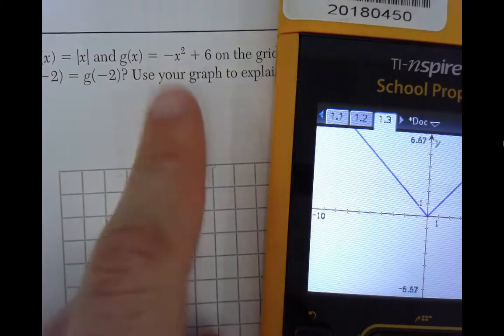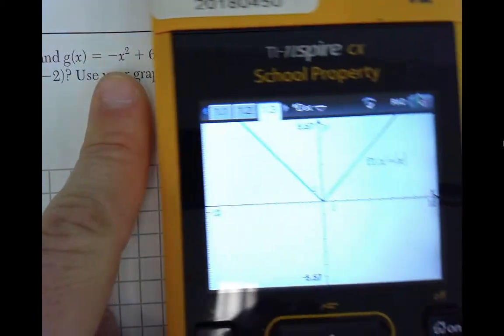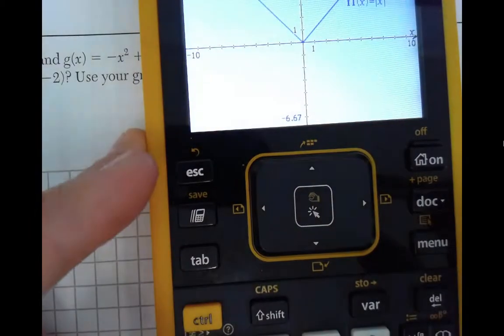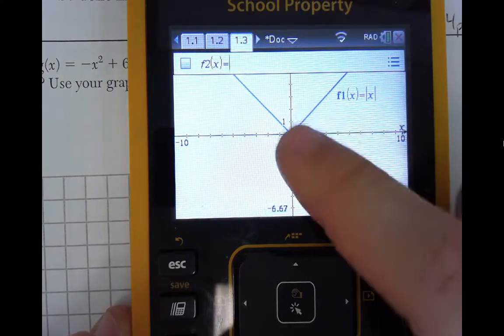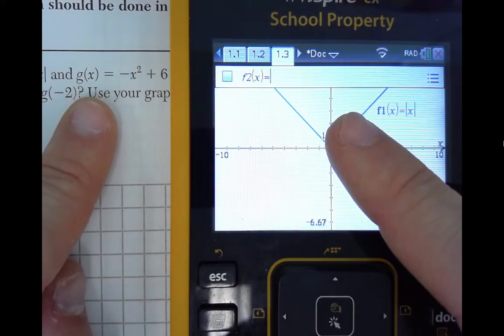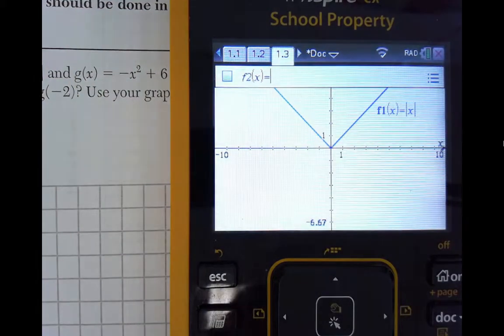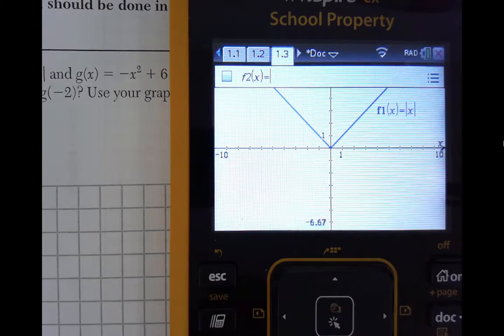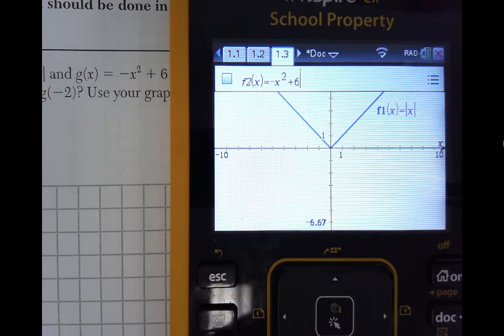Next, let's graph g of x equals negative x squared plus 6. So to do that, I'm going to press the tab button, right? The tab button right over here to get my next graph. I know it says g of x, but it's just f2 of x. It doesn't really matter, so I'm just going to start plugging in the equation they gave me. Negative x squared plus 6. We graph that.